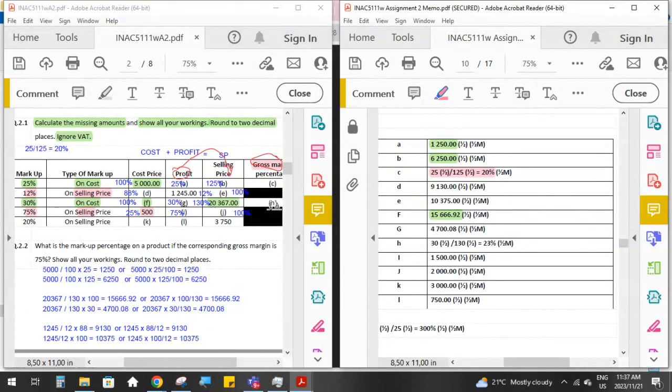And then over here for H, gross margin percentage, what is the profit as a percentage of the selling? So in this one, sorry, I just can't get to it. Did I click on text? Oh, didn't click on text.